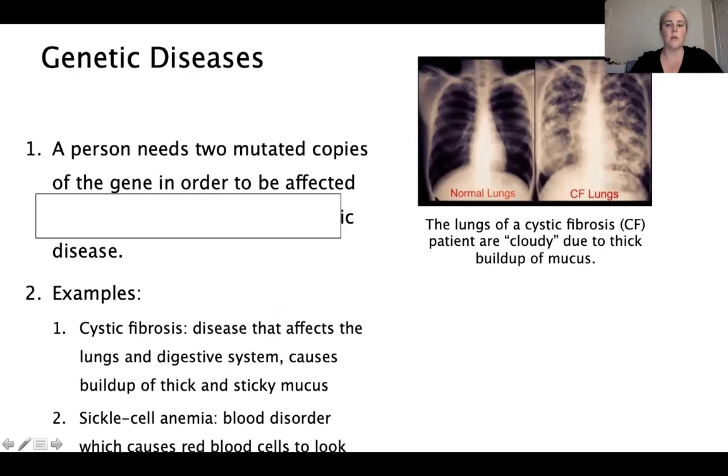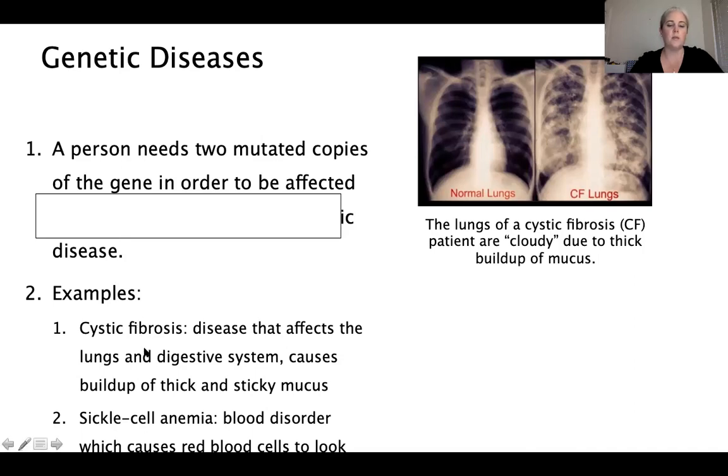Genetic diseases. So, in order to have an autosomal recessive genetic disease, a person needs two mutated copies. Most of the time, the example that I have would be cystic fibrosis. This would be one where both parents have to be carriers. You usually won't find an example where one parent is affected and one parent is heterozygous or a carrier, because most of the time, for most of these autosomal recessive disorders, especially diseases like cystic fibrosis, the person who has it won't live long enough to have offspring.